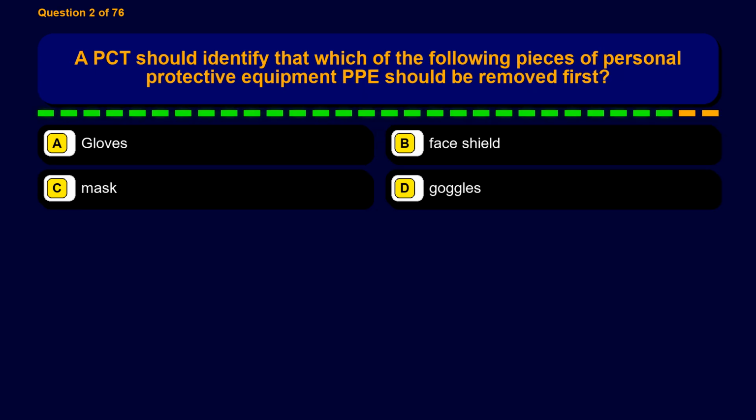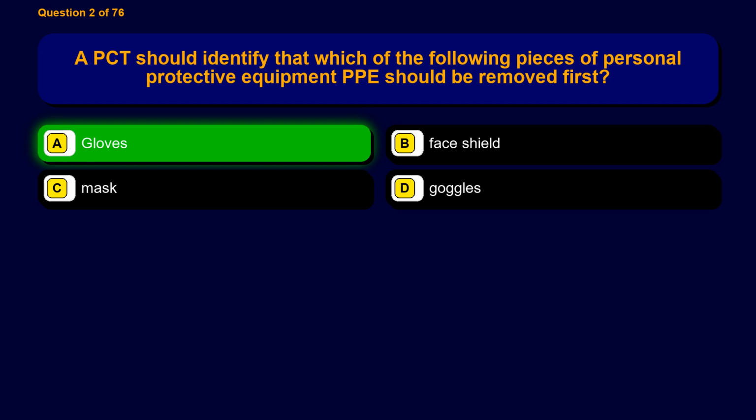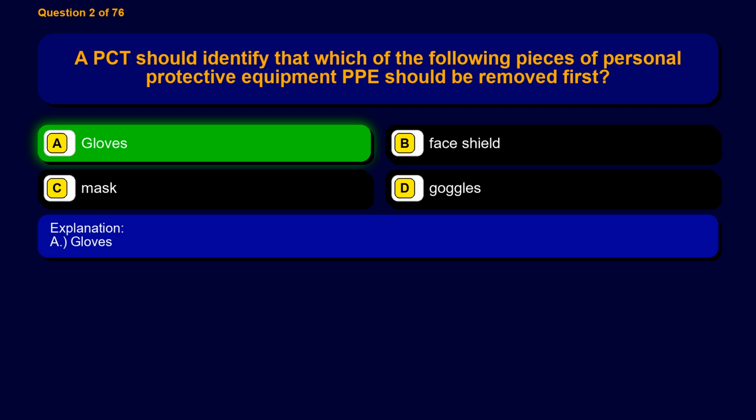Question 2. A PCT should identify that which of the following pieces of personal protective equipment, PPE, should be removed first? Option A. Gloves. Option B. Face shield. Option C. Mask. Option D. Goggles. The correct answer is option A. Gloves.